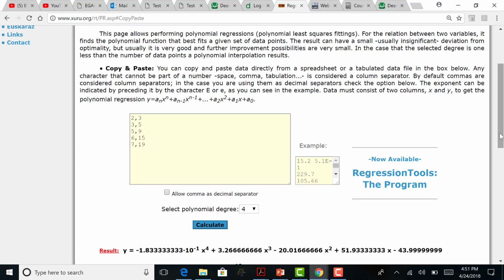x to the fourth, 3.27 minus 20.02 x to the second, 51.93 minus 44. Did you see that? I just typed it in. Make sure my degree here is 4. Make sure it says degree 4 because it asks for a quartic.